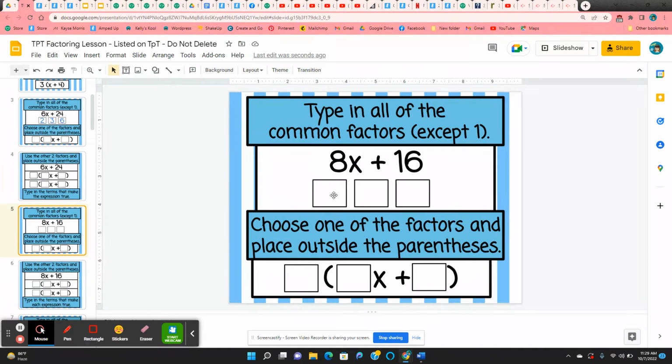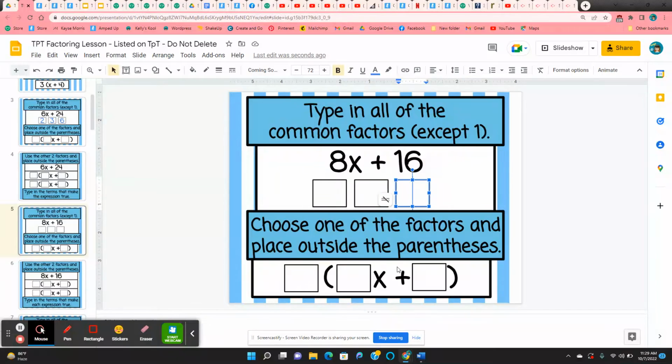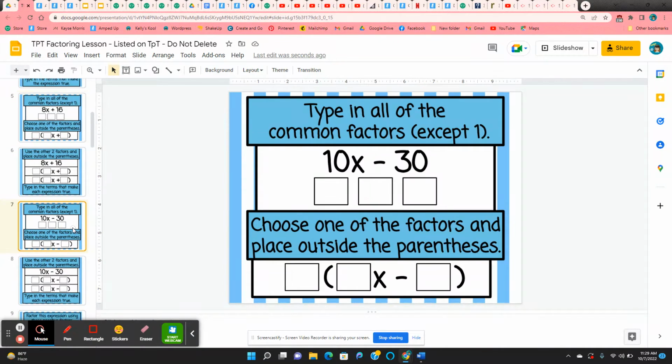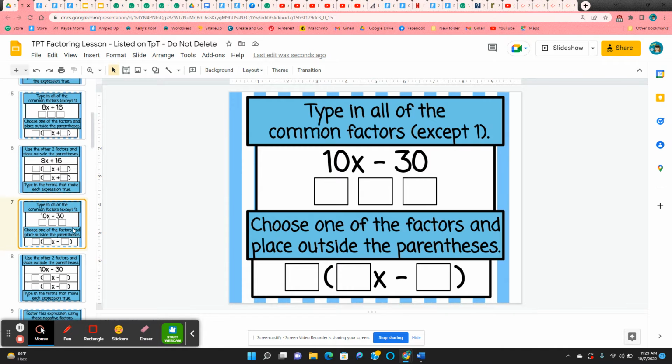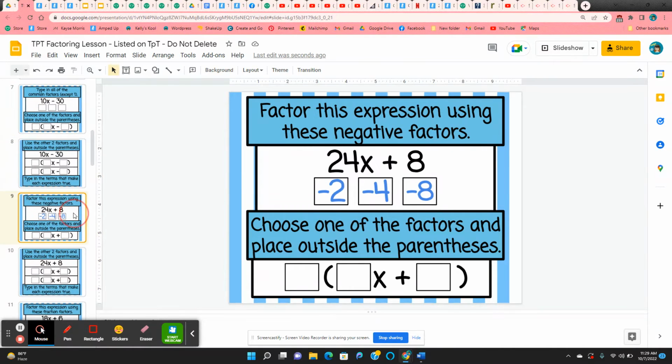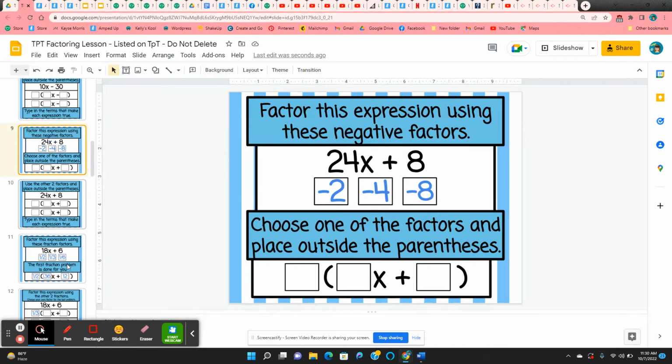The next one, 8x plus 16, again, they're going to come up with 3 common factors and then use those to factor that expression. They're given one with a negative. And then they're given an expression where they're asked to factor it with these 3 negative factors and see what they come up with.